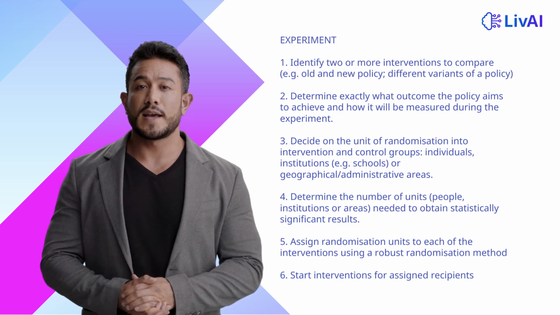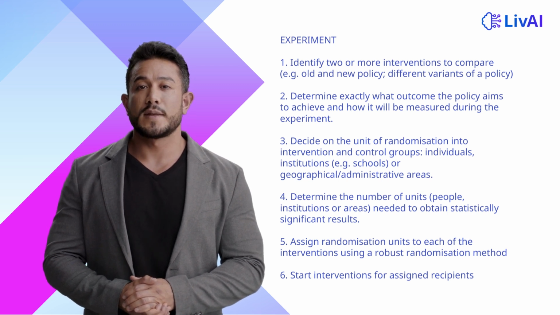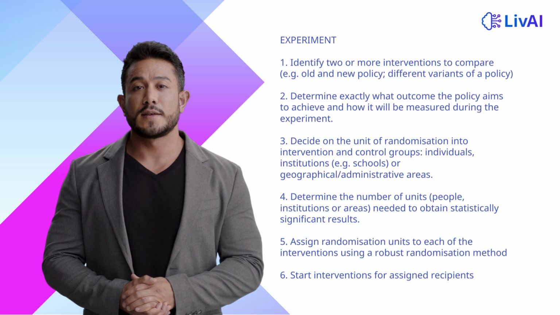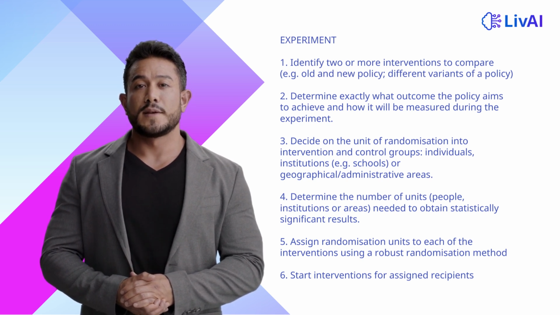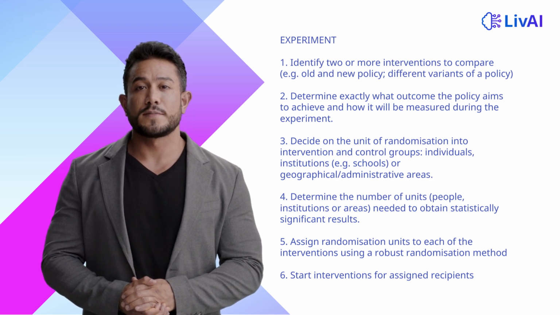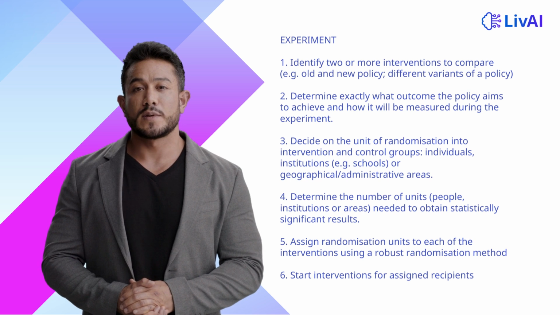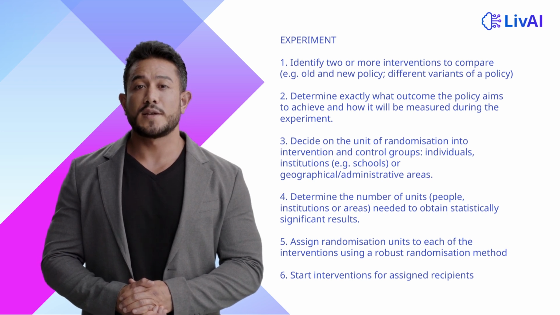2. Determine exactly what outcome the policy aims to achieve and how it will be measured during the experiment. 3. Decide on the unit of randomization into intervention and control groups, individuals, institutions, or geographical administrative areas. 4. Determine the number of units, such as people, institutions, or areas, needed to obtain statistically significant results. 5. Assign randomization units to each of the interventions using a robust randomization method.